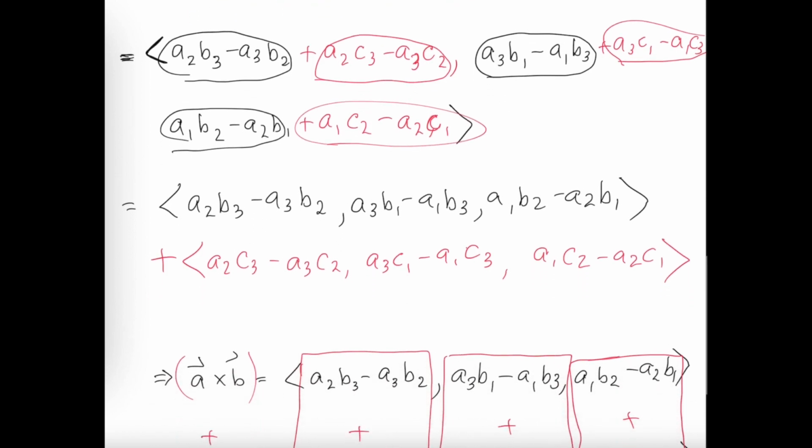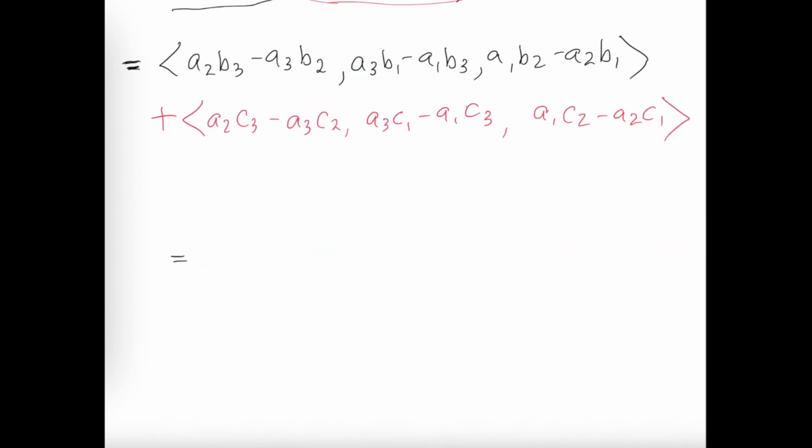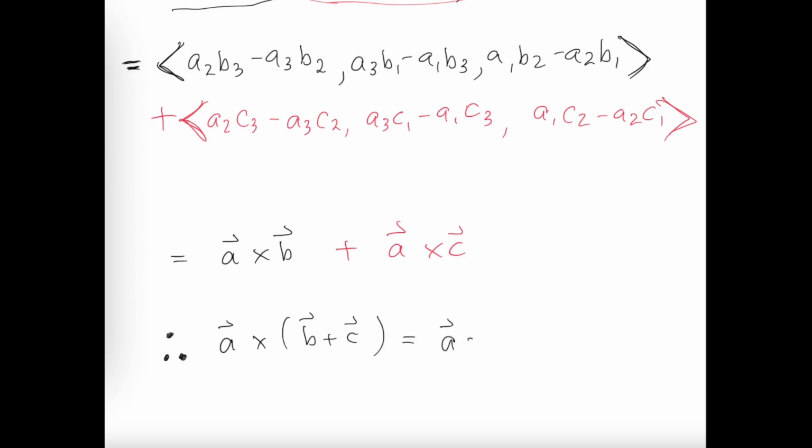So what we see here is that the first vector that we have is the cross product of A and B. And then to that we are adding the second vector that we see here, which is the cross product of A and C. So conclusion time, we say therefore A cross the sum of B and C is going to be the same thing as A cross B plus A cross C, which was to be proved. So we do our little I'm-done box.